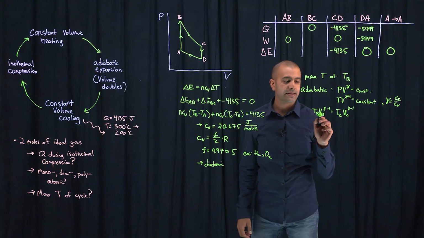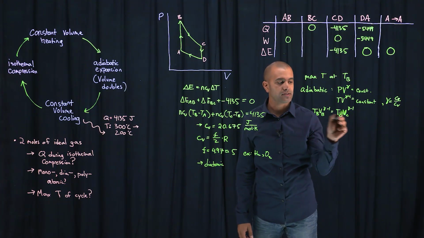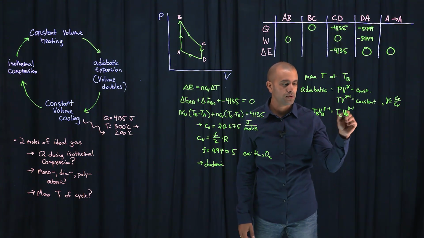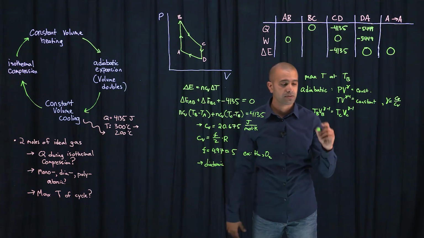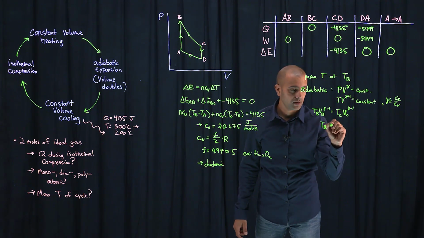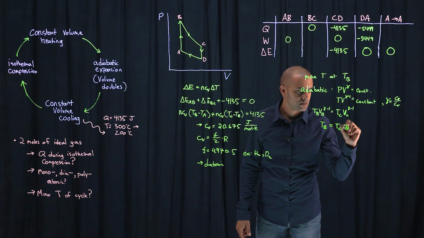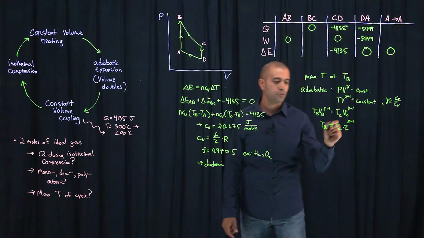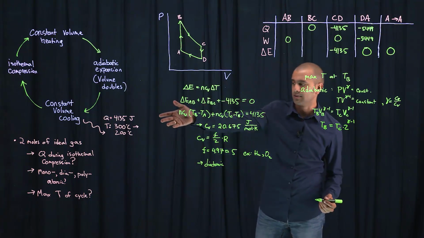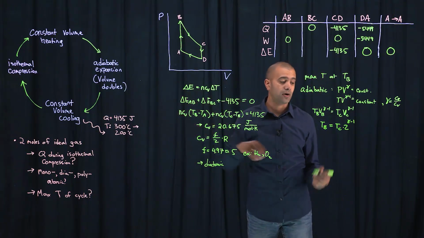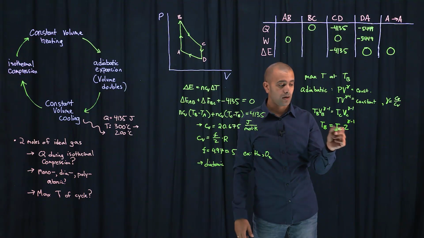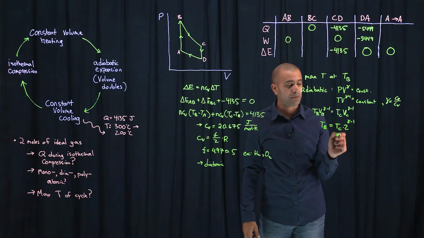We can use the fact that the volume doubles between B and C to write this as 2 times VB. The VB terms will cancel, so you'll end up with the following formula. You just have a 2 to the gamma minus 1. Okay, and we know TC, we know it in Celsius, we can convert to Kelvin. And then from there we can plug in that with the gamma minus 1 factor.